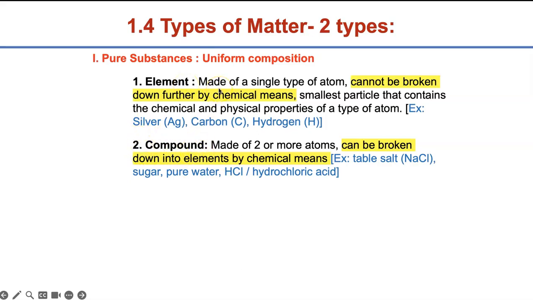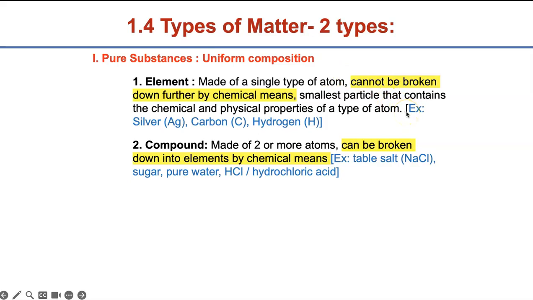Elements are made up of a single type of atom and cannot be broken down further by chemical means. Another definition is it's the smallest particle that contains the chemical and physical properties of a type of atom. And atoms of one element, if you recall, have the same number of protons. Those are the plus charges in their nucleus.